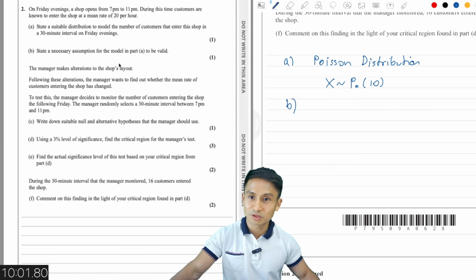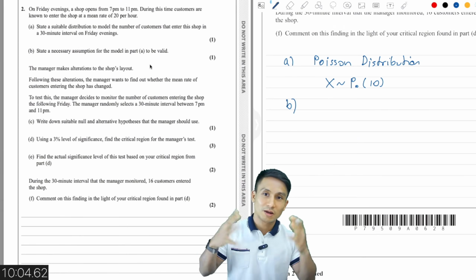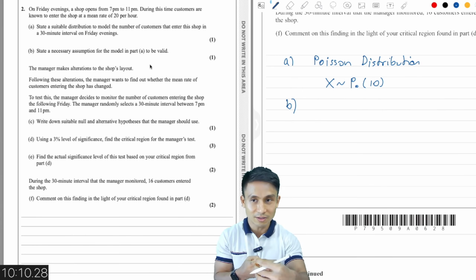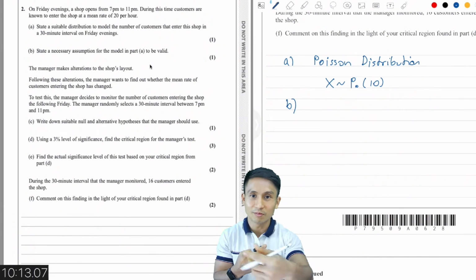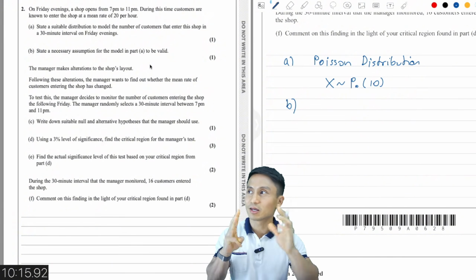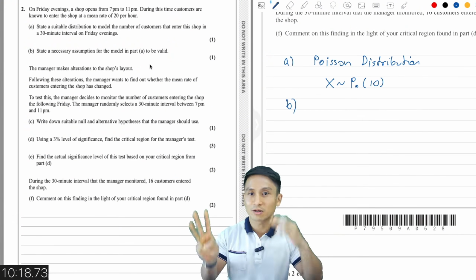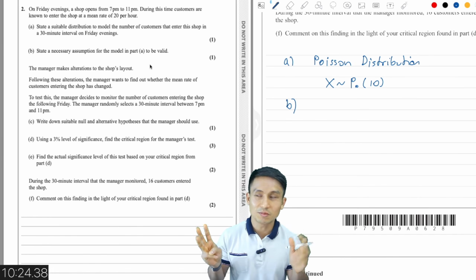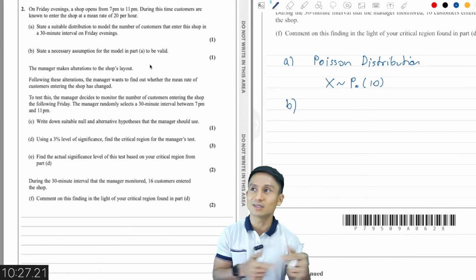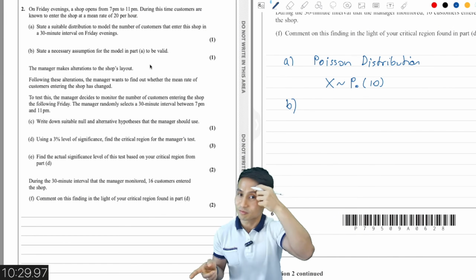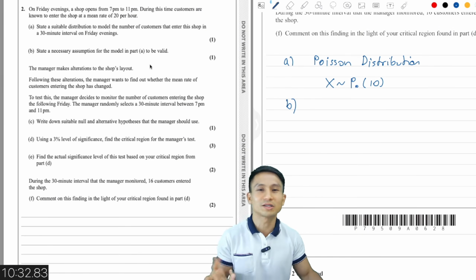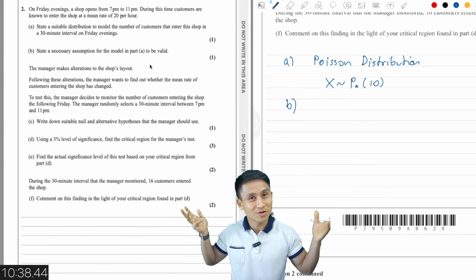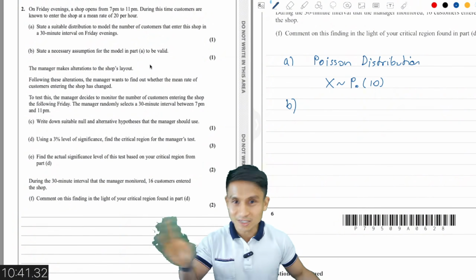State a necessary assumption for the model in part A to be valid. Well, you have 3 main characteristics for Poisson: independent events, in this case, independent customers entering the shop. So that means all customers that are to enter the shop on that particular time interval are independent. If person A enters the shop first, it doesn't influence the next person to enter the shop, right? In the real world context, if you see someone weird entering the shop, you might not want to go into that shop. I don't know, maybe. But these are independent, right?